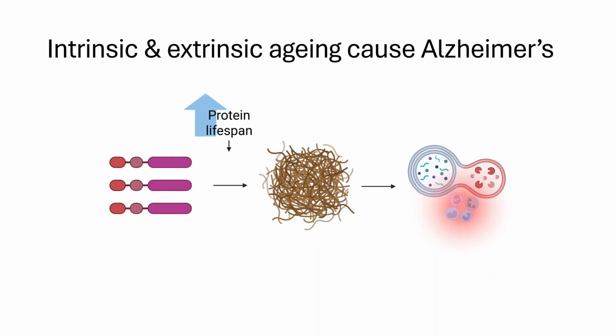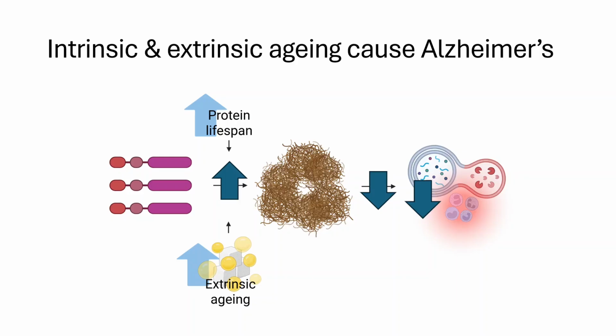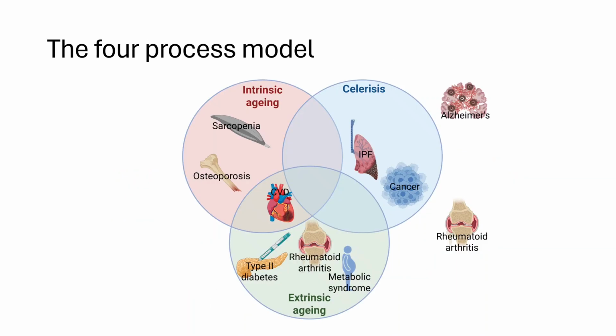If we have an increase in protein lifespan, then obviously this increases the chance that they might aggregate, and also because we have reduced autophagy, it reduces the rate of protein degradation, which means we have an equilibrium shift for more plaques. We also have extrinsic aging, which means we have more lipids and fuels around, which might also increase the rate of protein aggregation, increasing the number of plaques further.